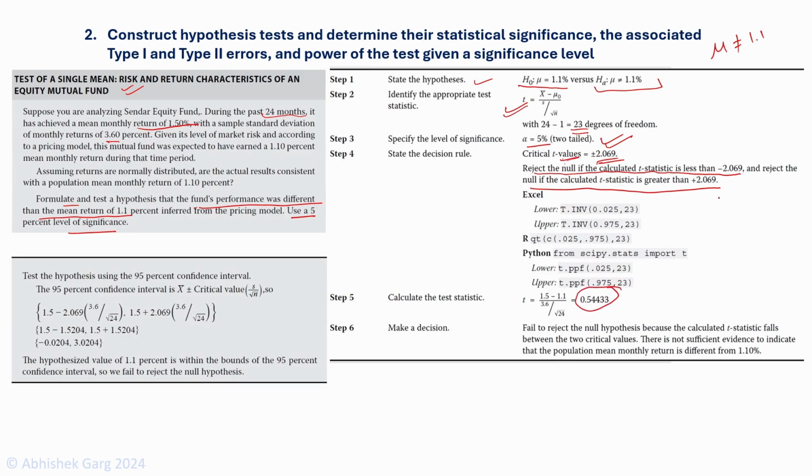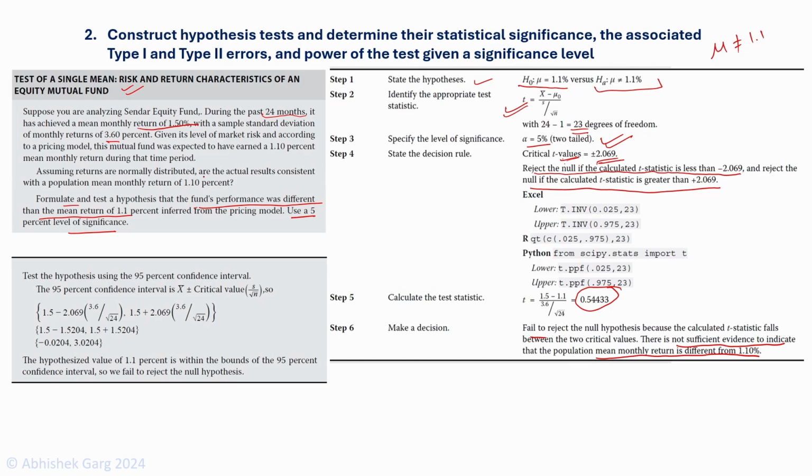Now this t-stat is less than 2.069. So that means we fail to reject the null hypothesis because the calculated t-stat falls between the two critical values. It implies that there is not sufficient evidence to indicate that the population mean is different from 1.1%. Now let's say, what if we want to calculate the confidence interval?